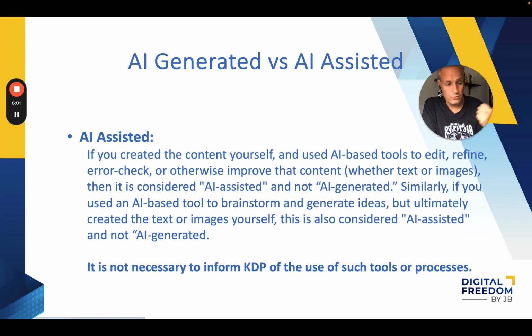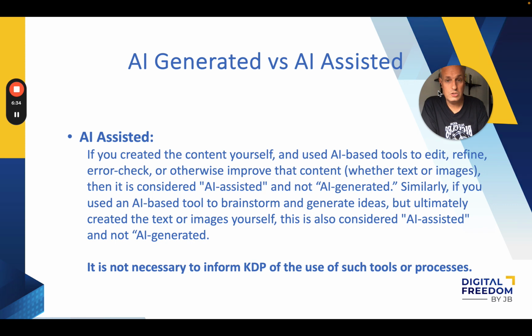So if you or a freelancer you hire to write your book or create pictures or a cover started creating the content yourself and only use tools to improve what you created, then it's considered AI assisted. A simple example is you write a paragraph and you use Grammarly for the spelling correction. Then of course it's AI assisted, because you created the text and not Grammarly.